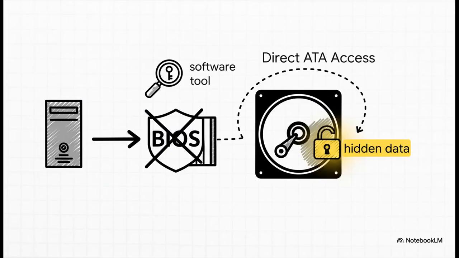And this really shows you the constant cat and mouse game of forensics. To find this hidden data, those early tools developed a special direct ATA access mode. What this did was allow the software to completely bypass the computer's BIOS and speak directly to the hard drive's hardware. It was basically asking the drive, hey, show me everything, and I mean everything, including the parts you're not supposed to show anyone. And just like that, the hidden data was revealed.